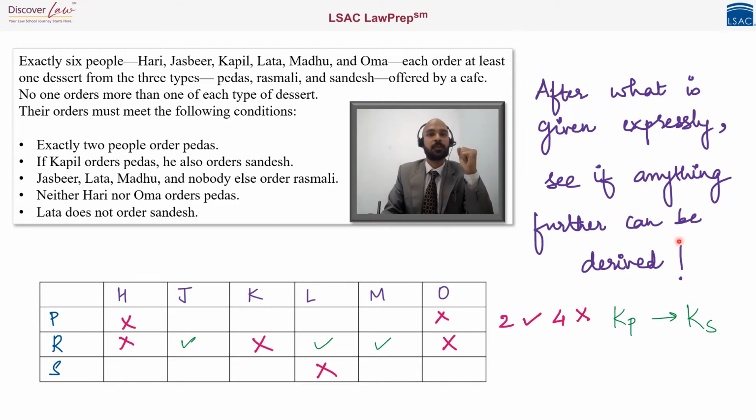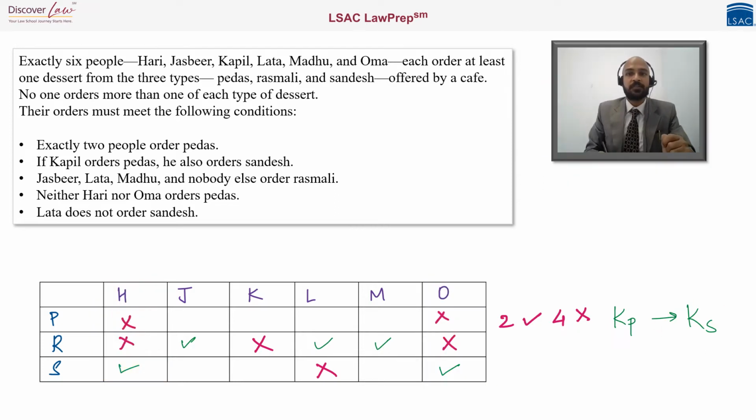Okay, let me show you what they are. Look at this here. Do you think that there's a blank that you can fill? We'd seen that each one orders at least one dessert, which means that if H has not ordered these two, then definitely he has ordered S. Likewise, if you look here, we know for sure that again S has been ordered.